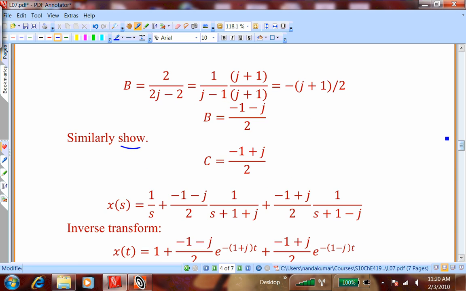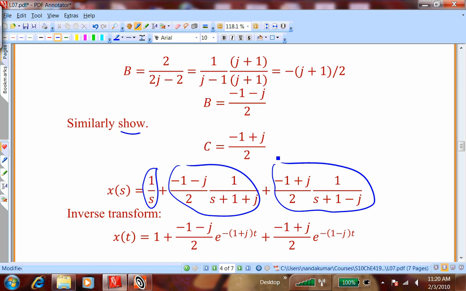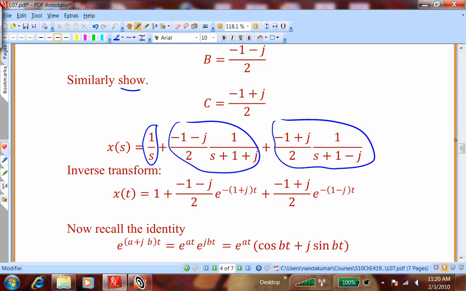If you think I'm going fast, or if you need explanations of this, please feel free to drop by my office. I usually go through this in greater detail. But it's just a routine algebraic manipulation. So what you get finally is X of s in the factored form: one term plus the next term plus the next term. So you can invert each one of them individually, and then you invert that. This you can do by table lookup.